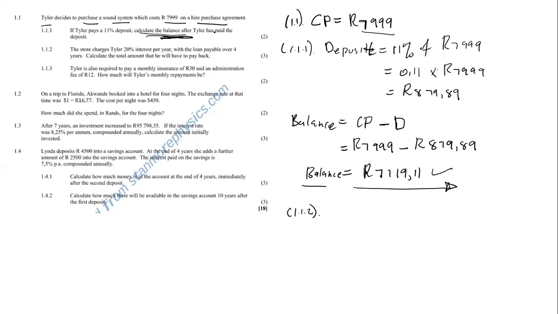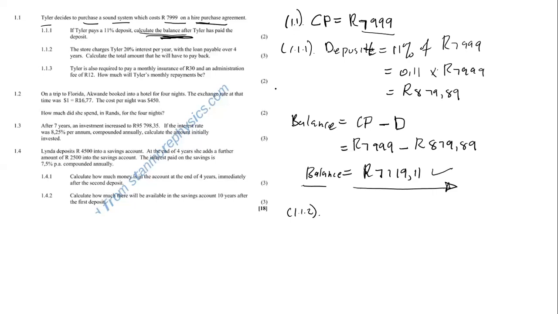So now, guys, each and every time, this is a keyword, okay? Because this is what I've realized. A lot of learners get confused. When we get to number 1.1.2, we understand they want us to calculate the total amount that he will have to pay.